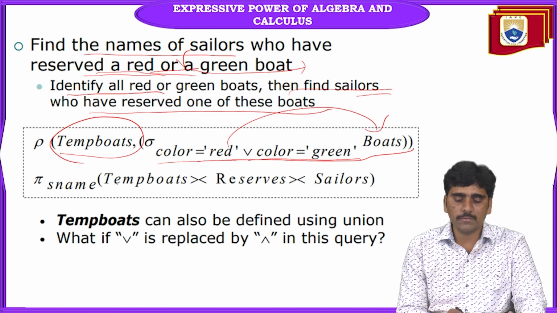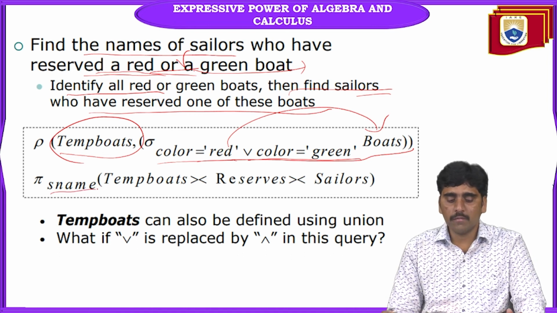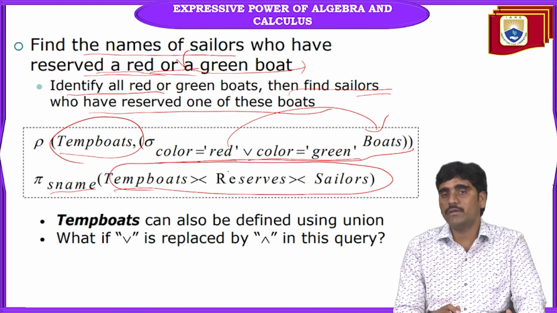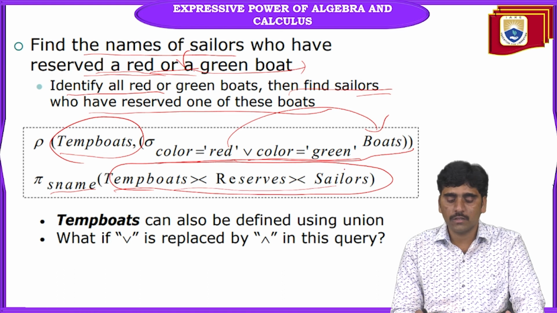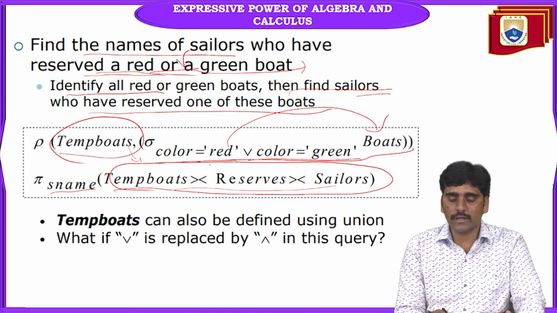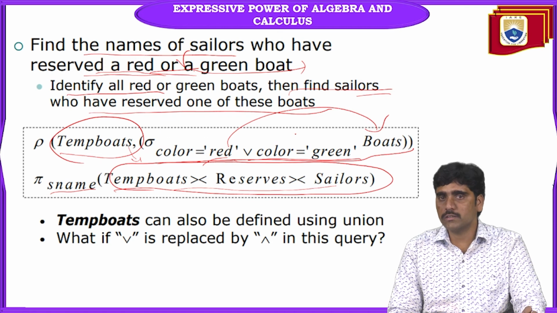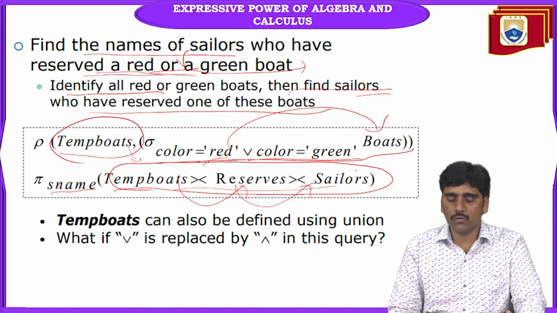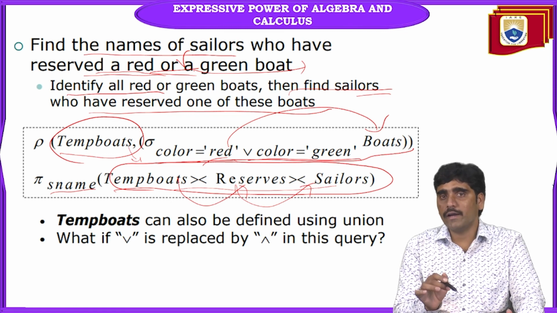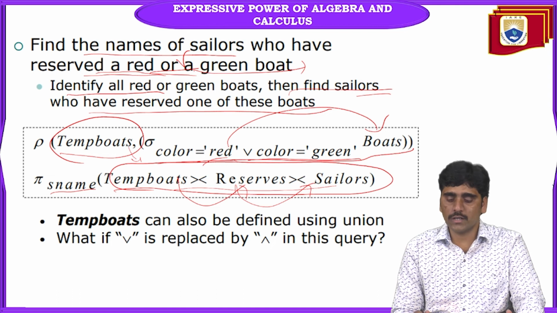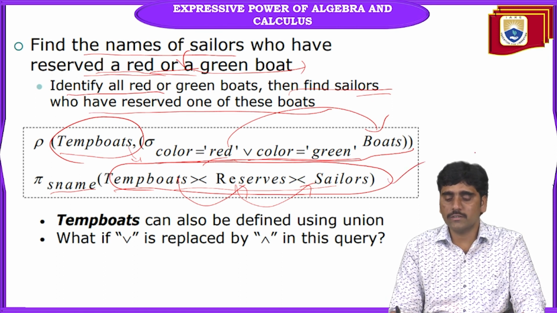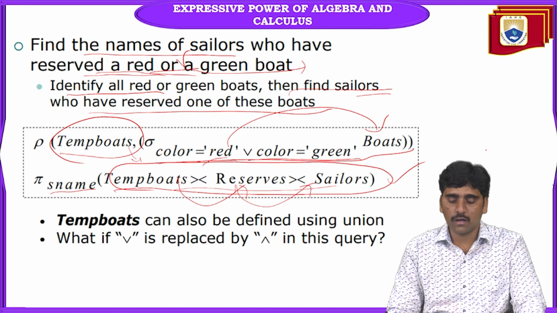Then next, what do we need to display? We need to display the name. So I need to join together all these three tables. What does Temp boats contain? Temp boats contains either red or green colored boats, the reserves table contains all the reservation information, and the sailors table contains the details of who have reserved a red or green boat, right? So now you can write this query and execute it.